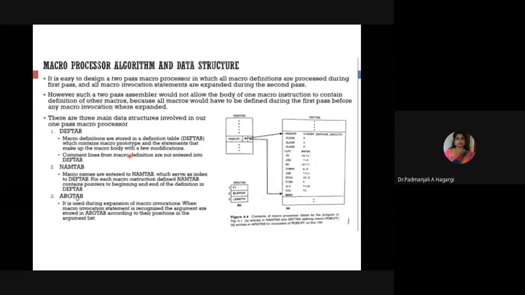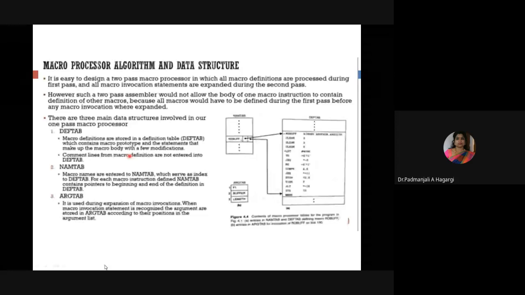But in this, it should be known that there is a macro name table, and also a parameter name table. There is also an expansion time variable name table, and a sequencing symbol name table. There is also a keyword parameter table, a macro definition table, an actual parameter table, and an expansion time variable table and sequencing symbol table. So all these tables are processed during pass one, which means it starts constructing the different tables.